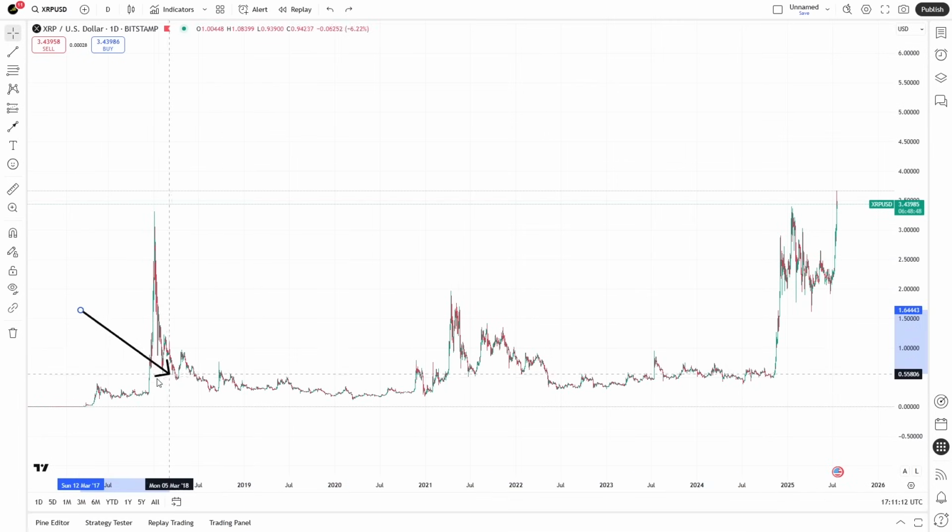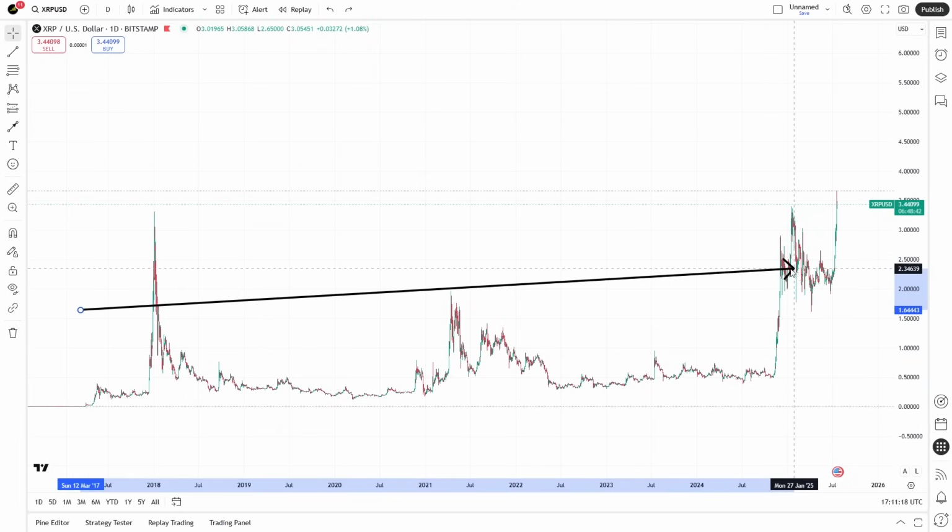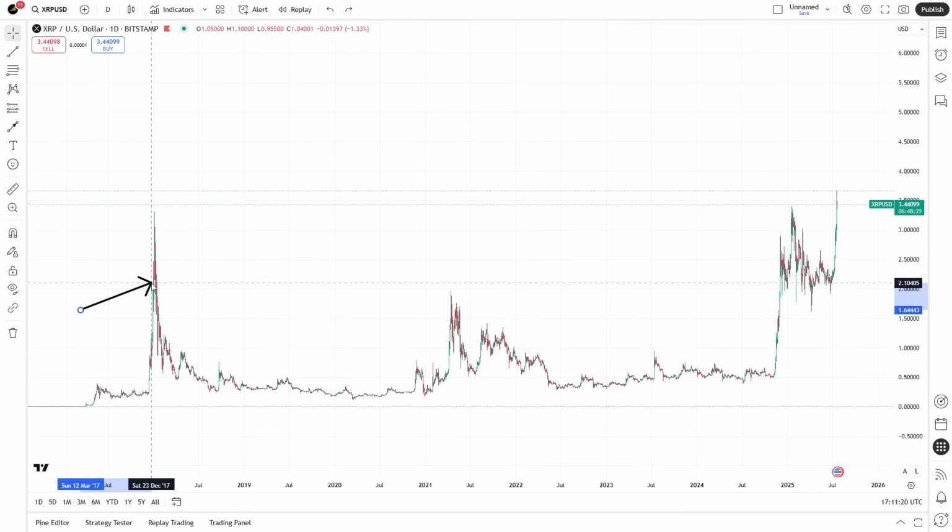If we are here, that means we have completed something similar to this over here. If we are here, that means we didn't do something like this. I've briefly touched on this in my last XRP video, but I'm going to look at this in a much more methodical way.